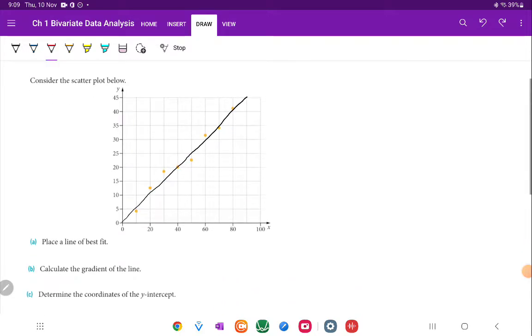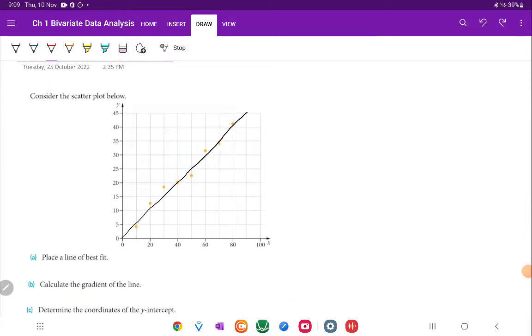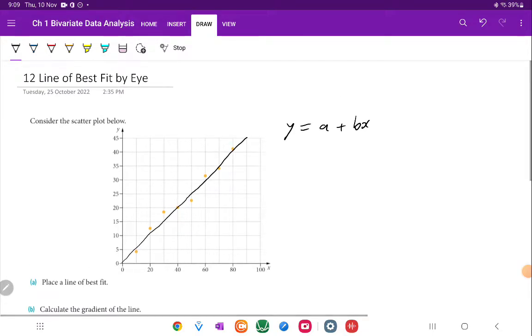Once we've placed it, we need to be able to calculate the A and B values, right? If I want to calculate a line of best fit, it's A plus BX when we're on the calculator, or if we're on the formula sheet, it's A plus BX as well. Okay, so we need to be able to calculate it. Well, what do we need to calculate the line? Well, we need exactly two pieces of information. 2 points. Any 2 points is fine. So the best thing to do is to find 2 points.